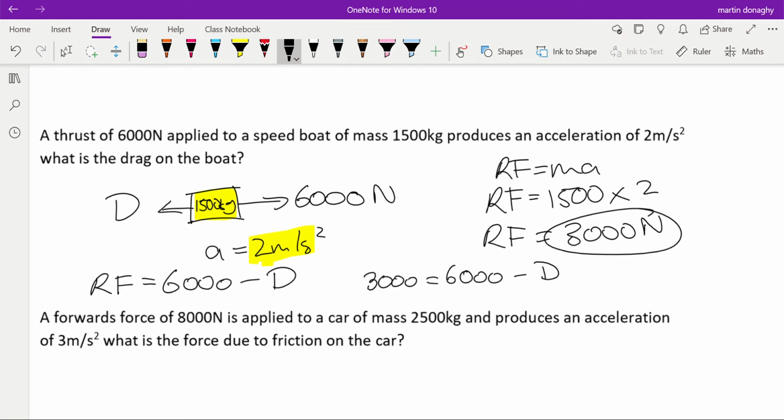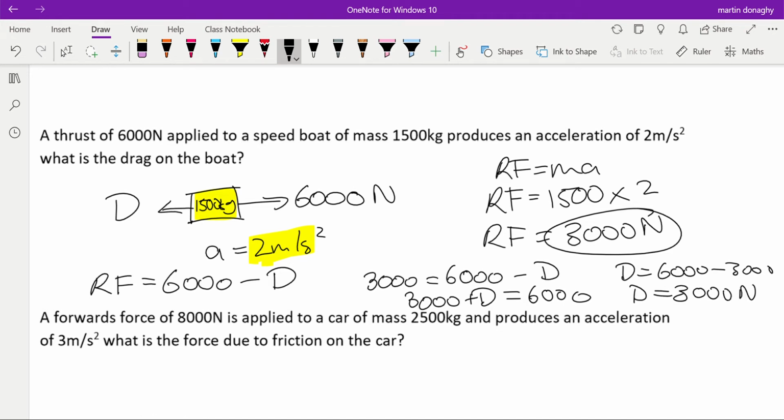Add D to both sides. Let's do this a long way. You could probably do this in one step if you're good at maths. And then subtract 3,000 from both sides. Gives us D equals 6,000 minus 3,000. So D equals 3,000 newtons. Okay.